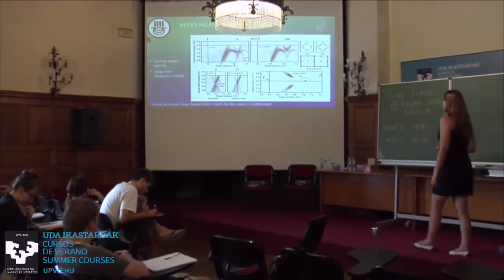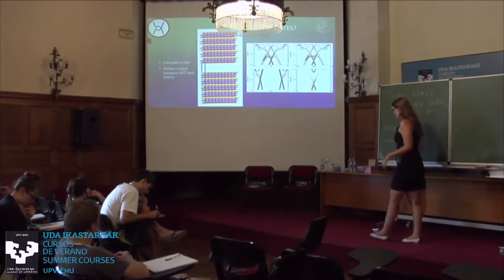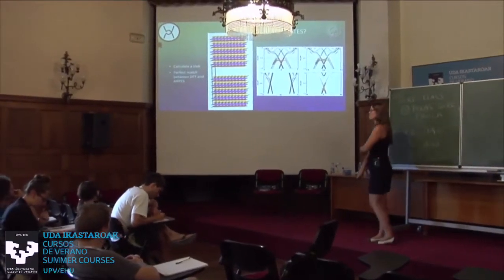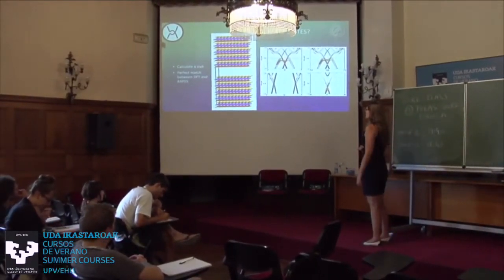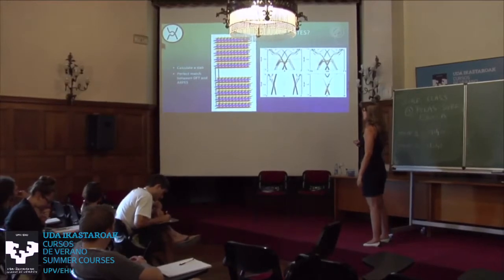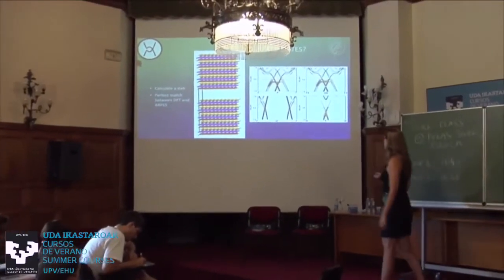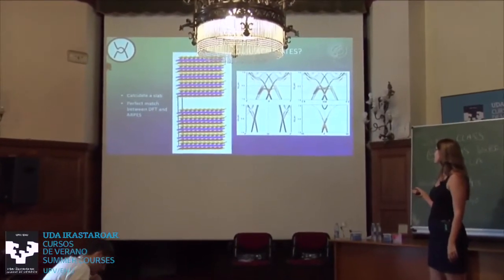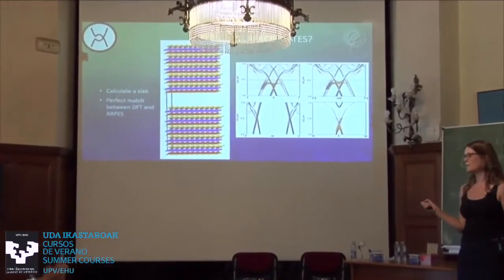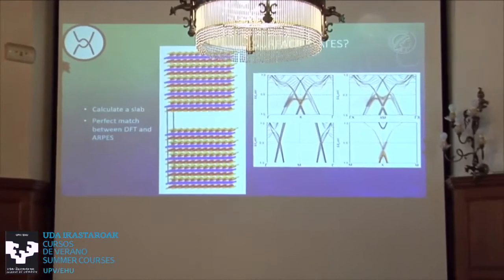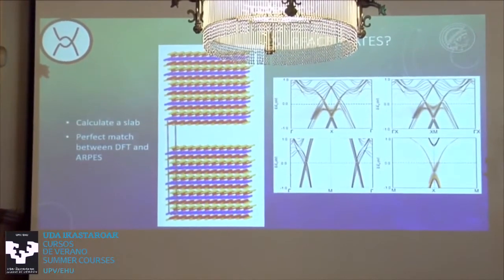But before we gave up, we thought maybe this is because ARPES is such a surface-sensitive method, and we did a DFT simulation of a surface, where you can calculate a band structure of the slab of a material. And if you do that, you get a really, really nice agreement between ARPES and DFT. So we can be really confident about the electronic structure being correct.